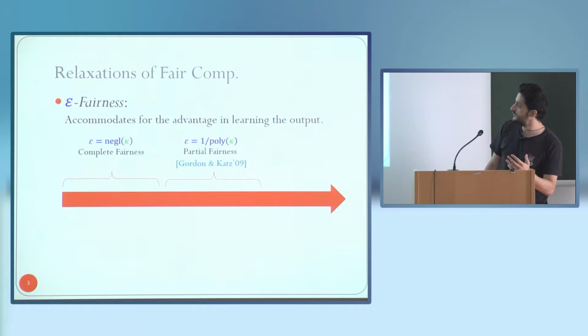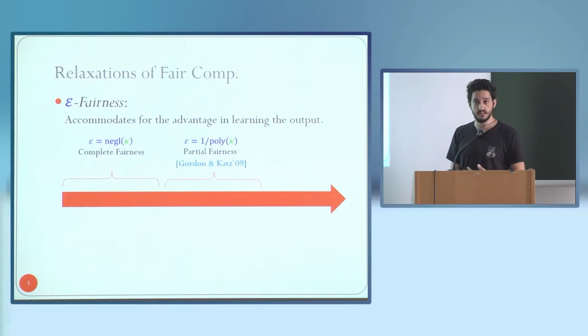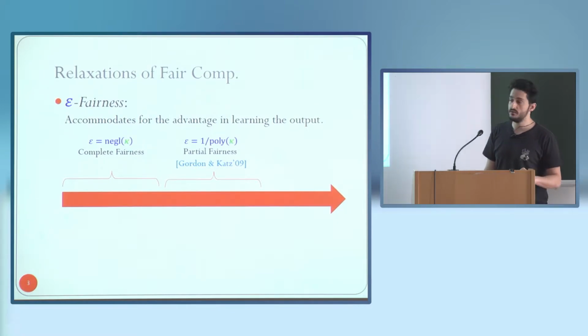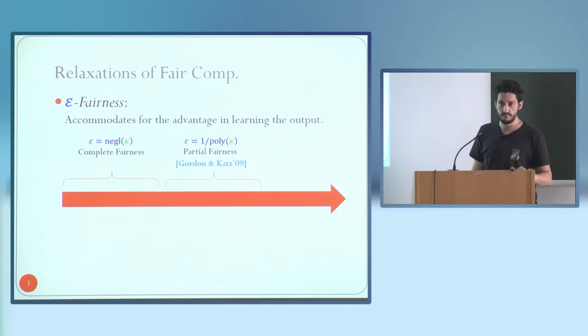And we can think of fair protocols as living on some kind of spectrum, where on one end of the spectrum we have a negligible advantage, which corresponds to the completely fair or perfectly fair setting that I was talking about in the previous slide. Or we can relax it to some inverse polynomial advantage and get some partial fairness.